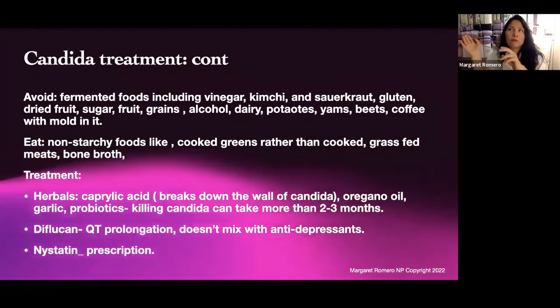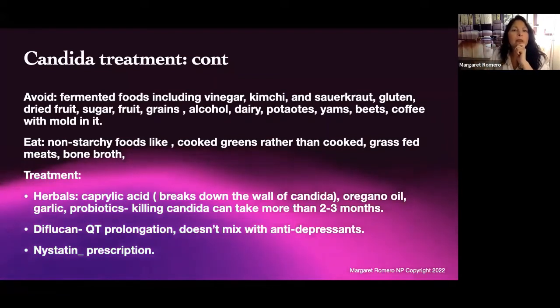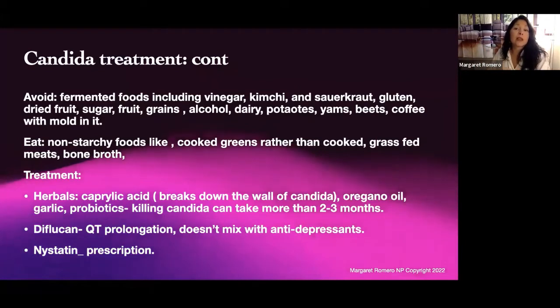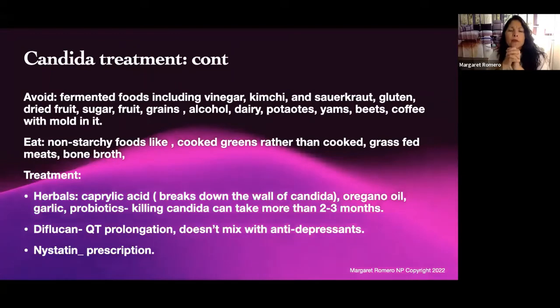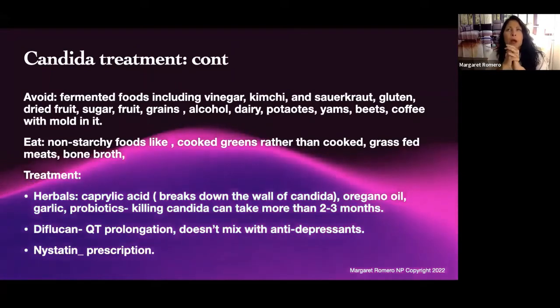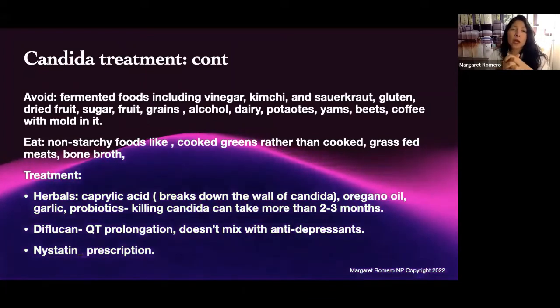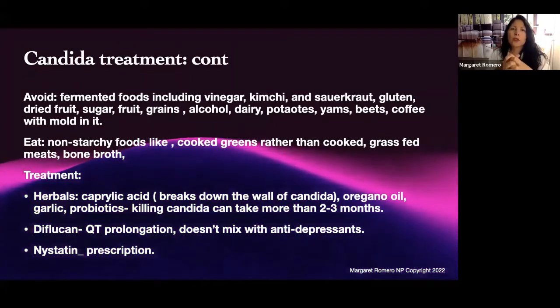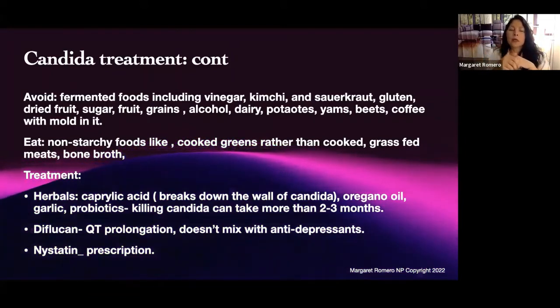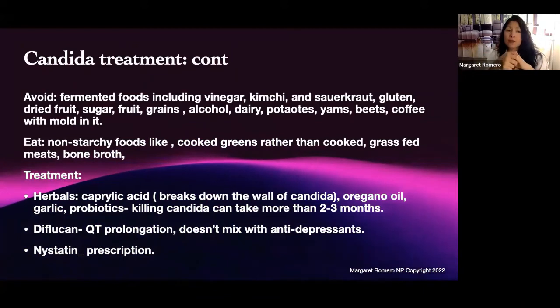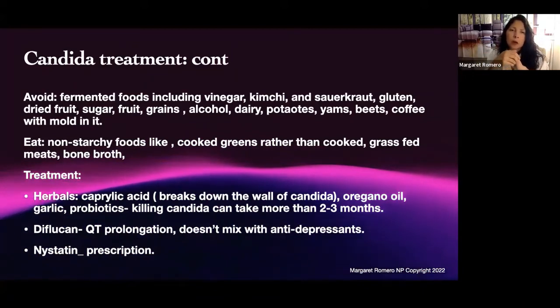If you're getting something from just a regular supermarket, that all has mold in it. And you want to eat things like non-starchy foods. You want to have some cooked greens rather than raw. I would say raw is a little bit hard on the digestion. And if we're working on the digestion, you do not want to consume raw. Everything should be cooked while we are working on the gut. Bone broth is amazing. Grass-fed meats, organic chicken, all really good.